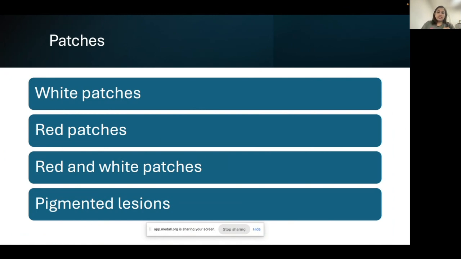Red and white patches are the most commonly pre-malignant or malignant lesions. Red patches are the next most common, and then white patches. Pigmented lesions are rarely something to worry about, but we'll talk about when they are. So yeah, just knowing when to do something. The patches are not usually malignant, but they can be pre-malignant, so have to be dealt with accordingly. So we'll go through each of these and the differential diagnoses that they could be.